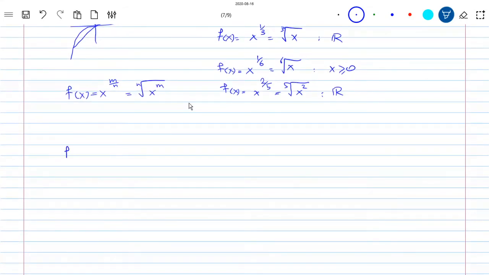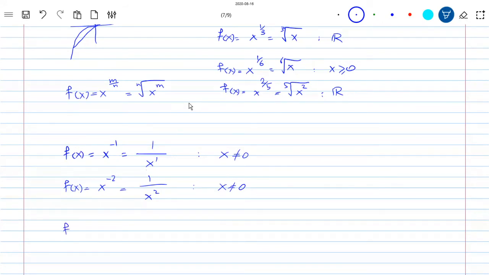What if the exponent was negative? What if it was x to the power -1? This means 1 over x to the power +1. You can flip it and make it a positive exponent. What if it was f of x equals x to the power -2? Then this would be 1 divided by x to the power 2. If it was x to the power -3, and so on. So what is the domain in these cases? The domain would be you're not allowed to have 0 in the denominator since they are fractions. So x cannot be 0 in either case.